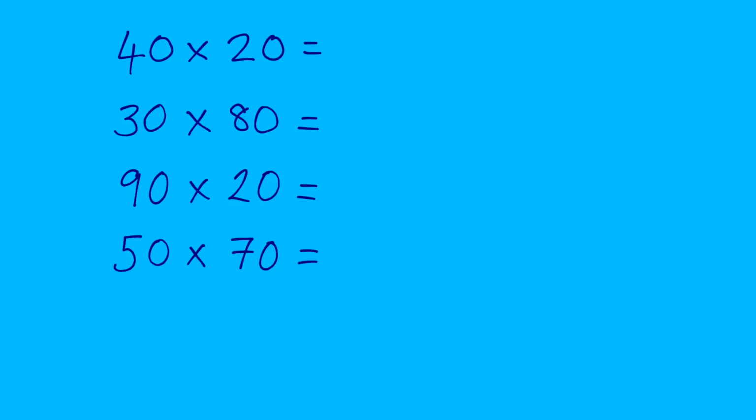Okay, your turn to try a few, and then you can pause the video and have a try. So don't forget, if you've got a tens number and a tens number, you're going to have to multiply by 10 and then multiply by 10 again. Don't forget those 2 stages.